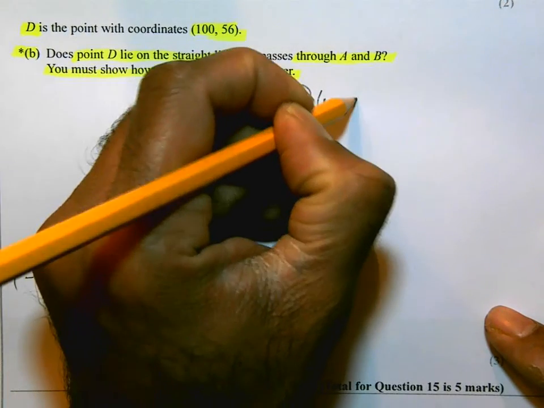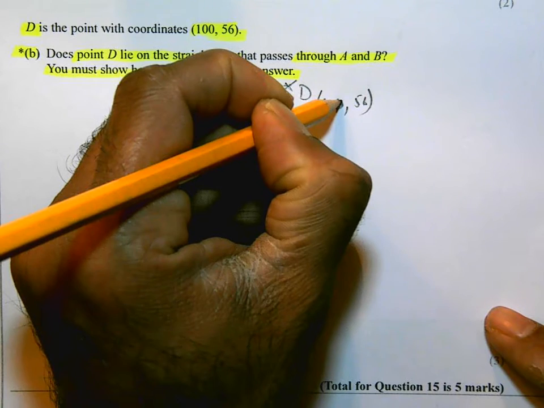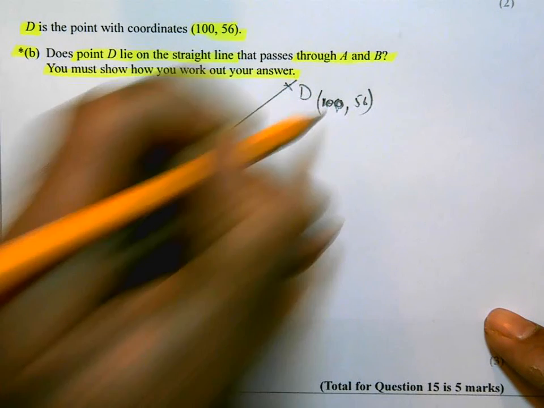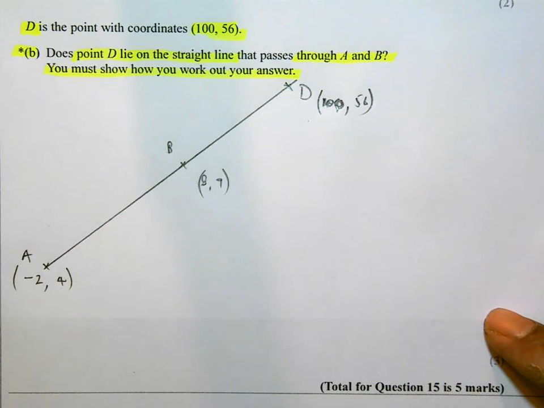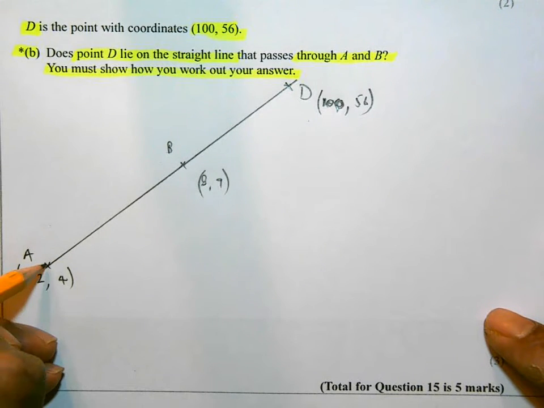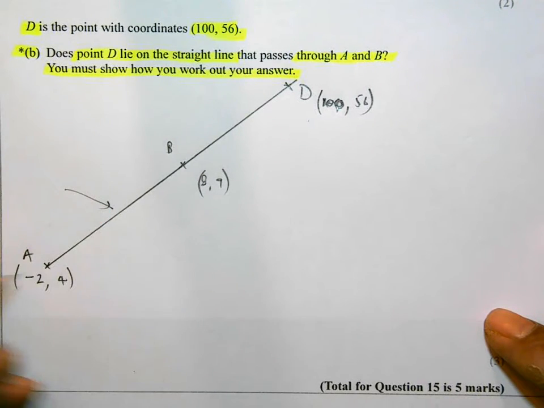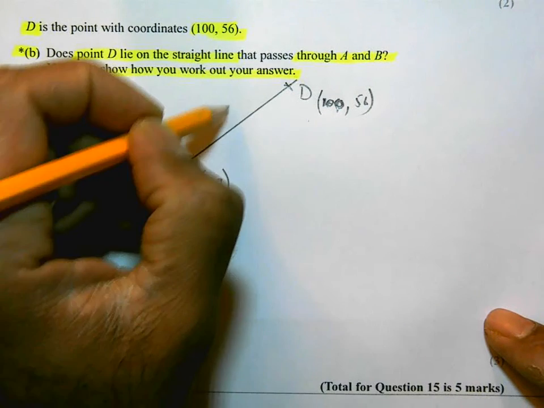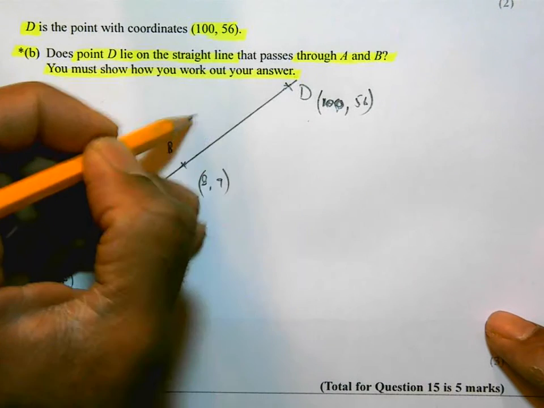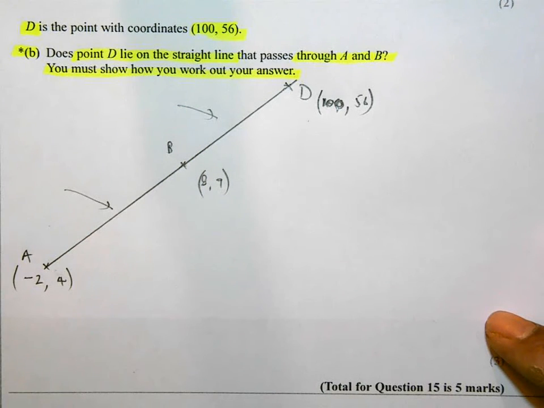Now, to do that, what am I going to do? I'm going to use gradients to check this out. I'm going to work out the gradient of the line A to B, and then I'm going to work out the gradient of the line B to D. I'm going to check to see if they're the same. Because if they're the same, that means those two lines would be parallel, and D would be along this line. If they're not the same, that means D is not on this line. So let's work this out.